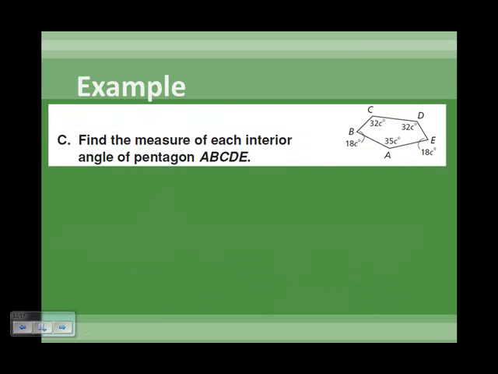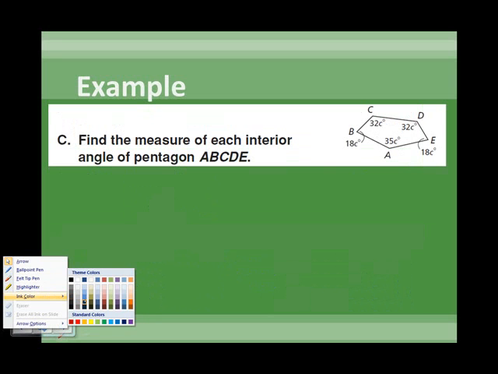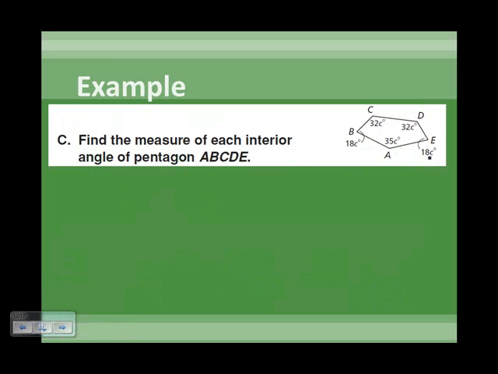Okay, find the measure of each interior angle of a pentagon ABCDE. Actually, here is one. They didn't tell you that it was regular, but they did give you a representation for every single angle. We've got 18C, 32C, 32C, 18C, and 35C. So we could find each angle in a figure like this. But first, we've got to figure out what they add up to.